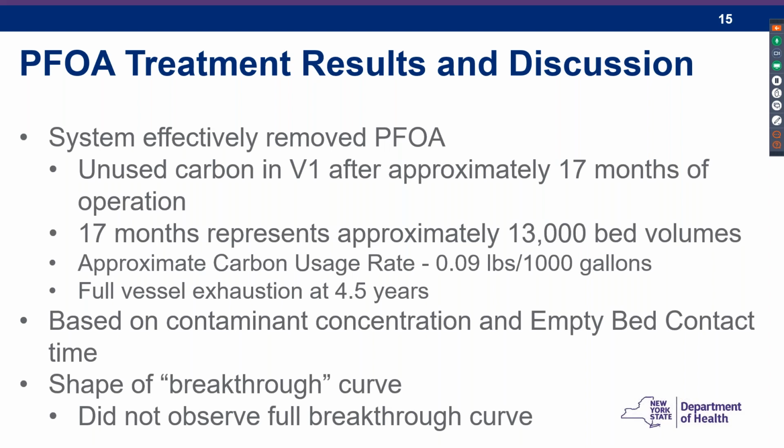What is interesting though is that when you look at the numbers, the approximate carbon usage rate that you back out is just under 1/10 of a pound per 1,000 gallons treated, which actually agrees very closely with the engineering projection. The engineers had submitted a water quality to the manufacturer, who did an isotherm study on that data and came back with a carbon usage rate of 1/10 of a pound per 1,000 gallons treated. What that translates into, if the system were to keep operating, is exhaustion of 40,000 pounds at 4.5 years of operation.